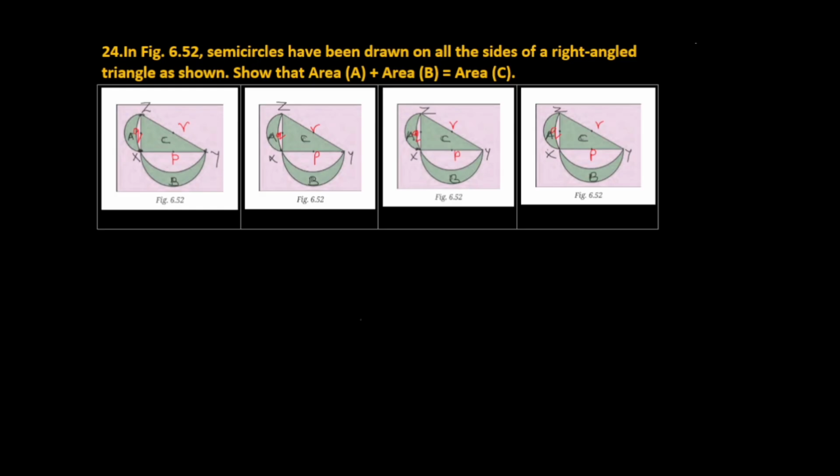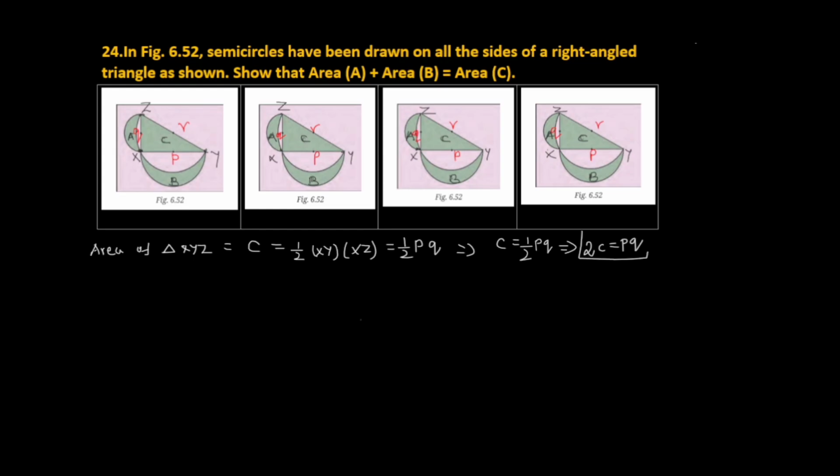Now first I am going to calculate the area of the triangle XYZ, which is a right angle triangle, that is nothing but C. Area of triangle XYZ, that is C, is equal to half into base XY into height XZ. So half into P into Q. So this is the area of the triangle. So we are getting C is equal to half PQ. That implies twice C is equal to PQ. This is one result we got.